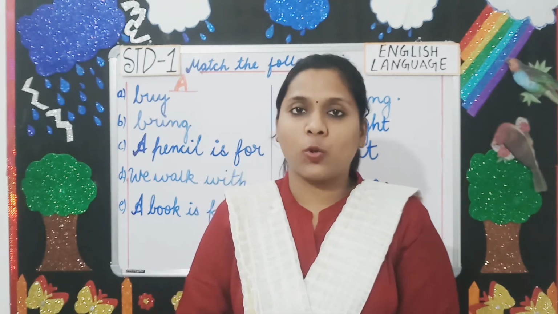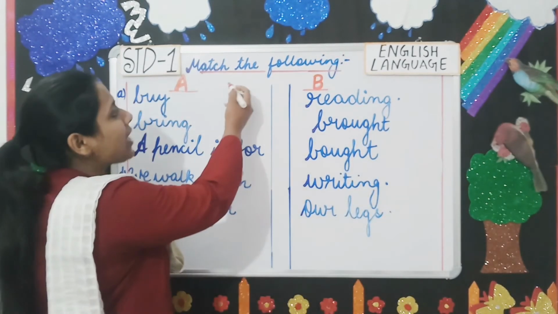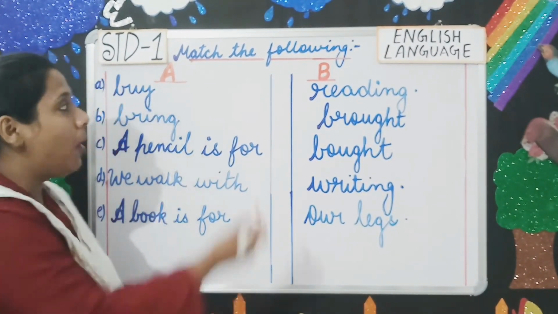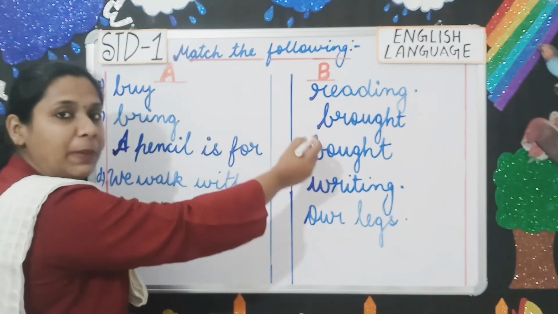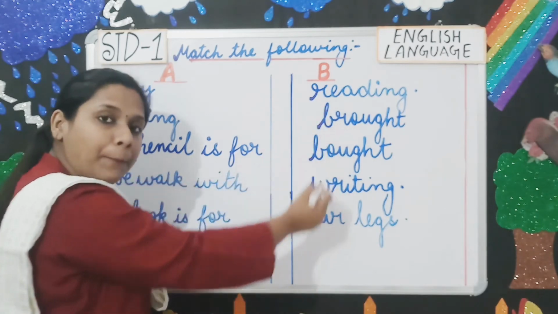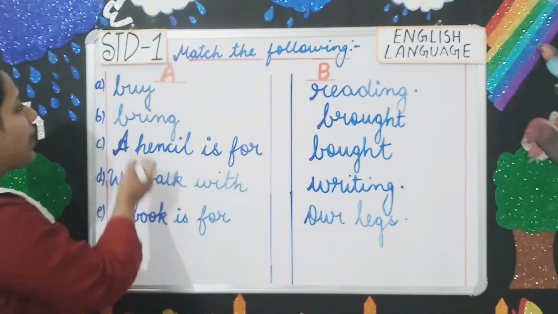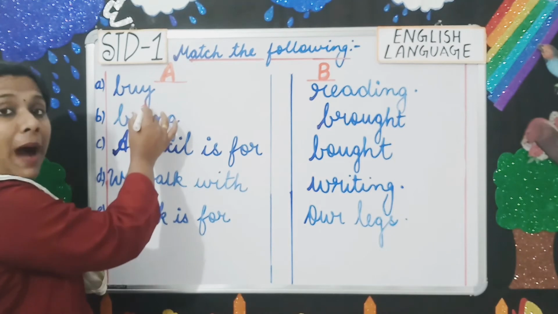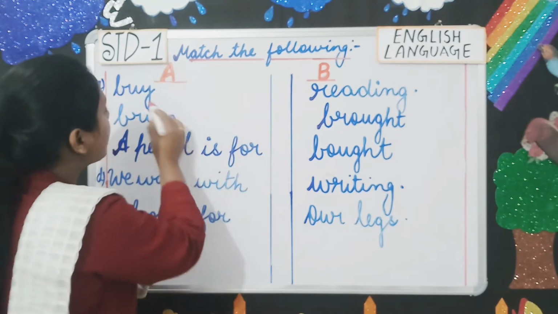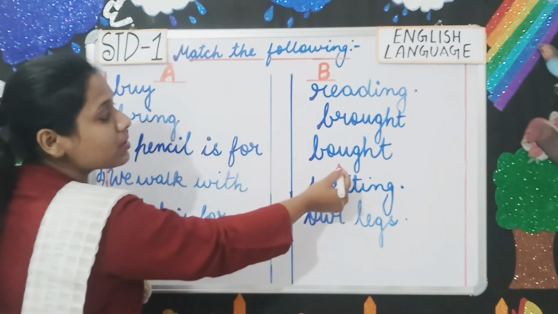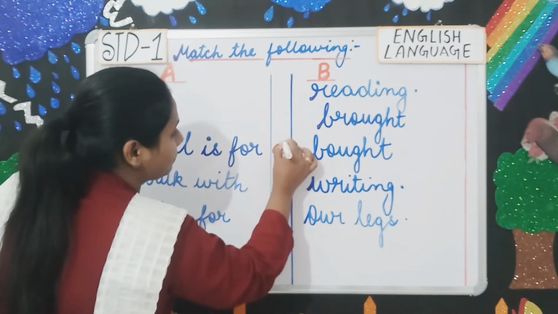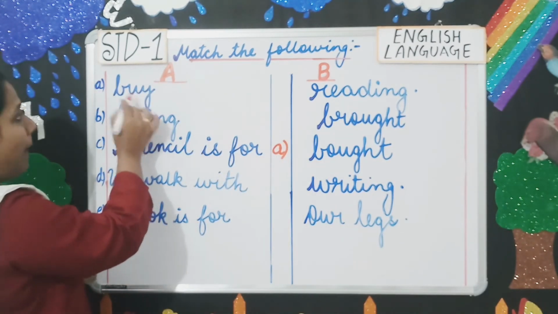Moving on to the next question, that is match the following. For doing match the following, you have to read both the columns A and B. First you will read column A and then you will read column B. Let us start with the first question. First one is buy. So you have to search for the past tense of buy. So what is past tense of buy, students? It is bought. So beside bought you will write A. A is the number of buy.